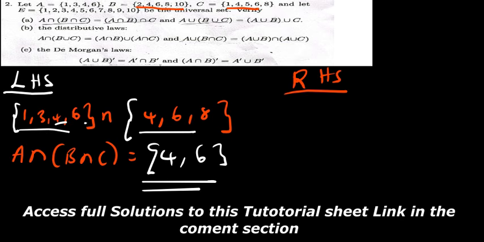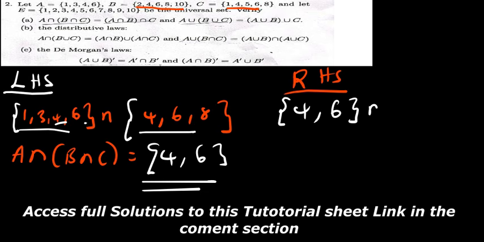Okay, so on the right hand side we have got A intersection B. So what I'm going to do is first find A intersection B. Let us find the numbers which are found both in A and B. So A is 1, 3, 4, 6. 1 is not in B. 3 is not in B. 4 is in B, so it is 4, comma. 6 is in B, I'll write 6.